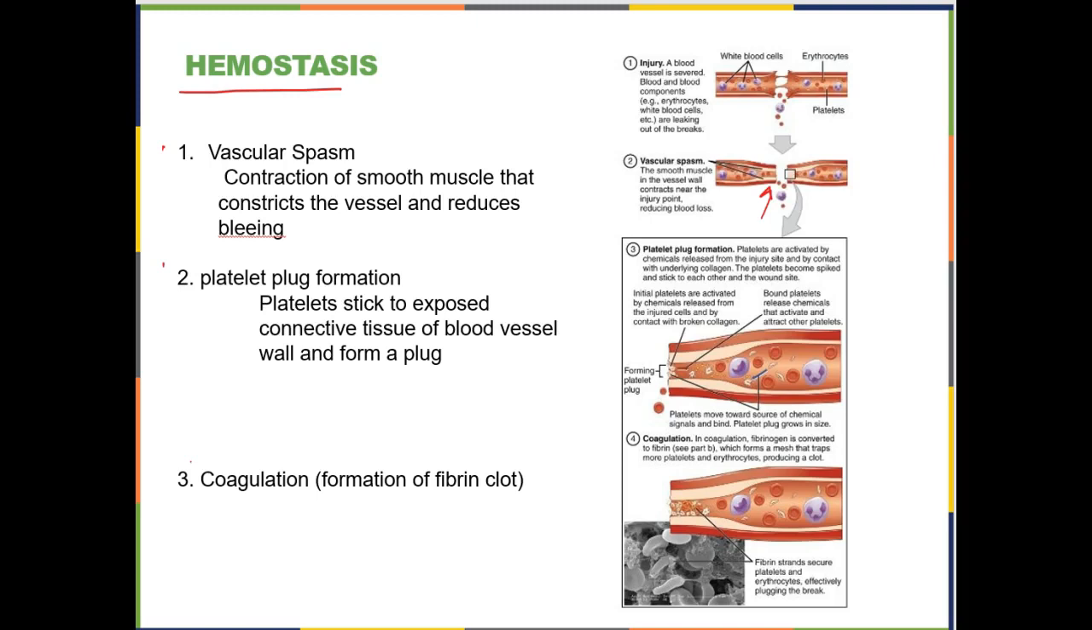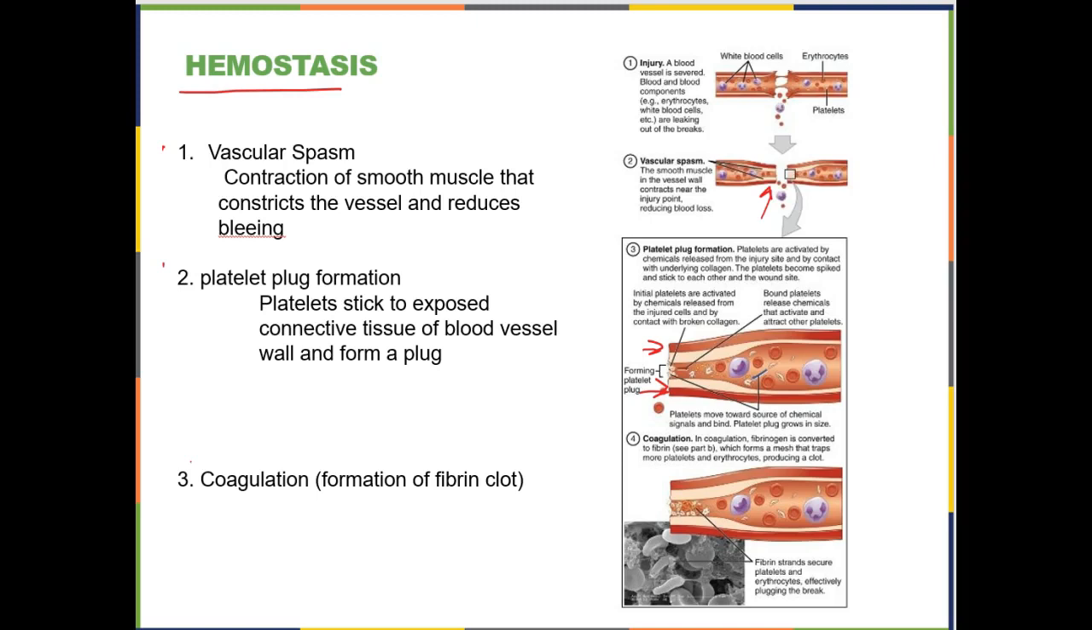Then the platelets are going to stick to the connective tissue in this part of the blood vessel, which is normally not exposed, and when they stick to that, they release chemicals that attract other platelets. Those platelets release more chemicals that attract more platelets. That's from A&P 1, you may remember. One of the examples of a positive feedback loop.